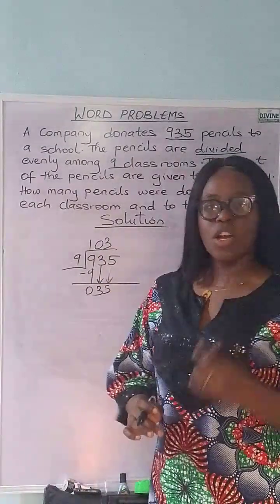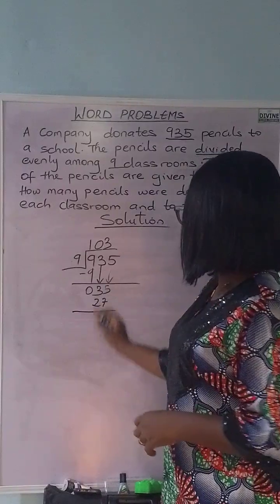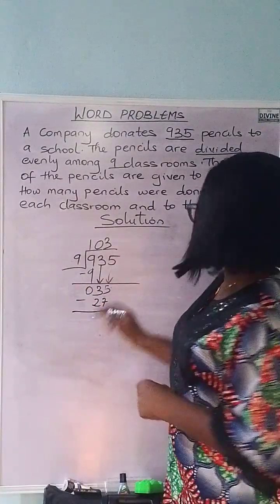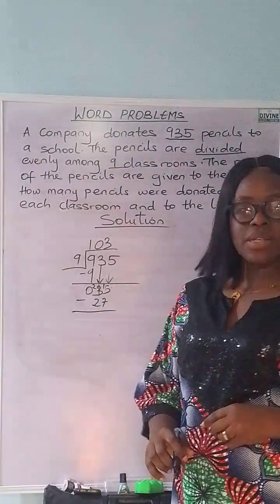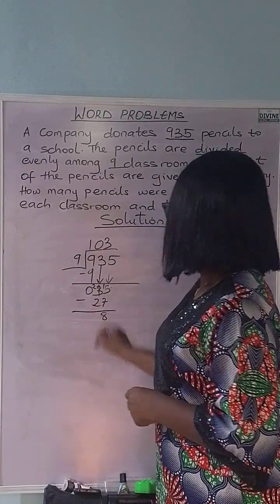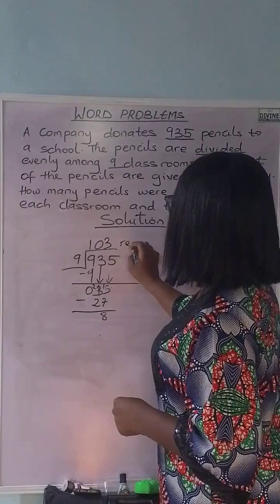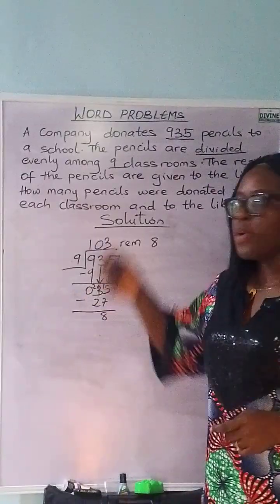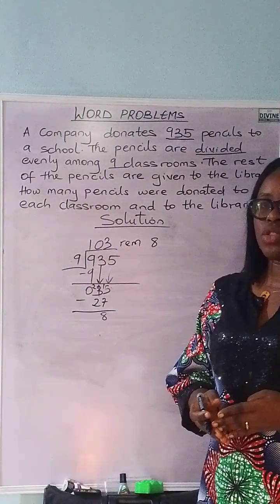3 times 9, 27. We subtract. 5 take away 7 cannot go. We take from here. 15 take away 7 gives us 8. There is no other number to bring down, so this means that this is remainder 8. But that is not the end of the question, because this is not what we were asked. This is just a method of getting to the question we were asked.